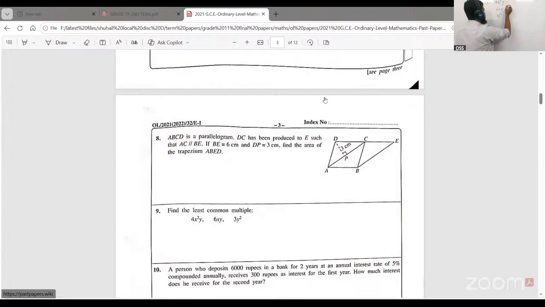Now you have to listen carefully. If they ask the LCM, children, if there are numbers like 4, 6, 3, you have to divide until you get 1, like this. 2 divided by 2 until you get 1. So 2 and 2 become 2 squared. So you have to write 2 squared x squared into y.